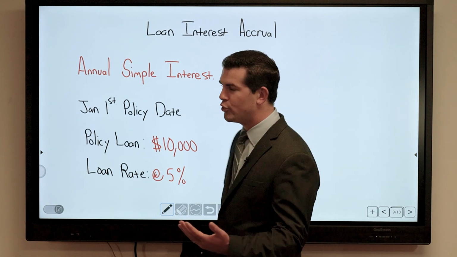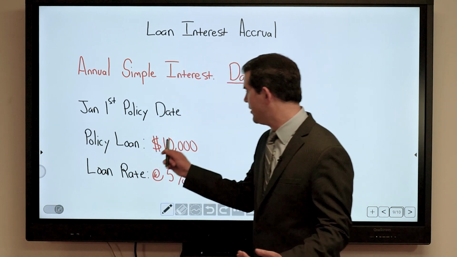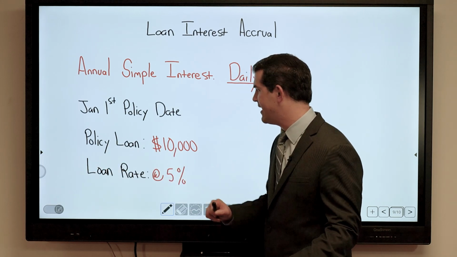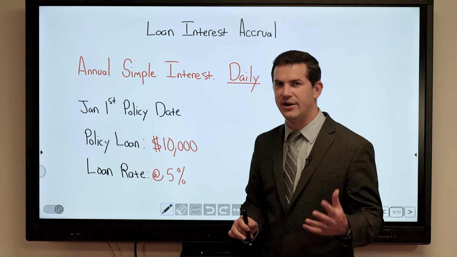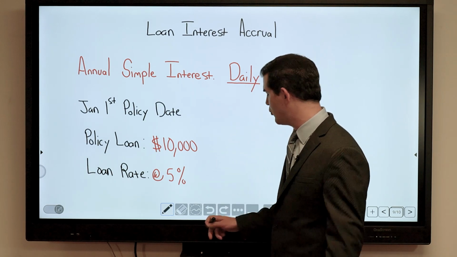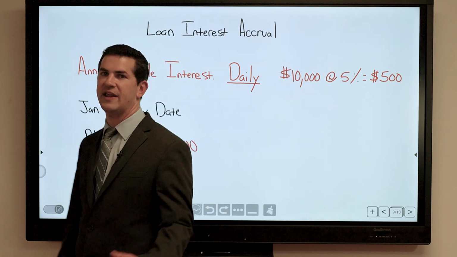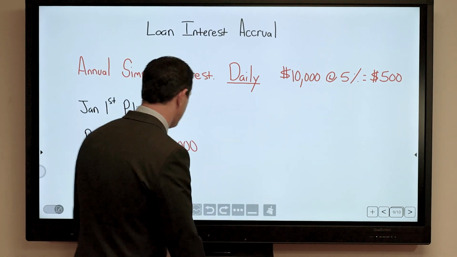January 1st, I'm going to assume that is my policy date. When I open a policy, I'm going to take a policy loan on January 1st of $10,000. We will assume that the loan interest rate is 5%. Let's break down exactly how this would work. So $10,000 at 5% gives me what? 500 bucks. That's pretty simple math.